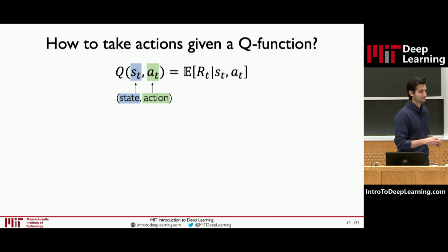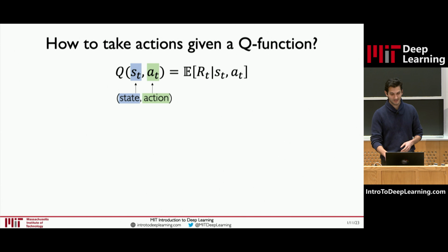Yep. Given a state, you can look at your possible action space and pick the one that gives you the highest Q value? Exactly. That's exactly right. So just to repeat that one more time, the Q function tells us, for any possible action, what the expected reward for that action is.